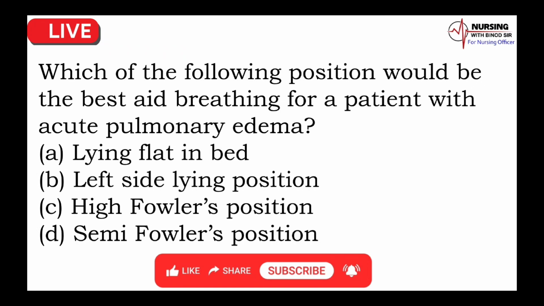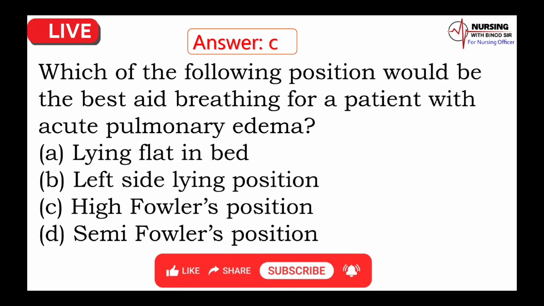Which of the following positions would be best to aid breathing for a patient with acute pulmonary edema? A. Lying flat in bed. B. Left side lying position. C. High Fowler's position. D. Semi-Fowler's position. The correct answer is C option. Explanation: High Fowler's position, sitting upright at a 60 to 90 degree angle, is the best position to aid breathing in a patient with acute pulmonary edema.